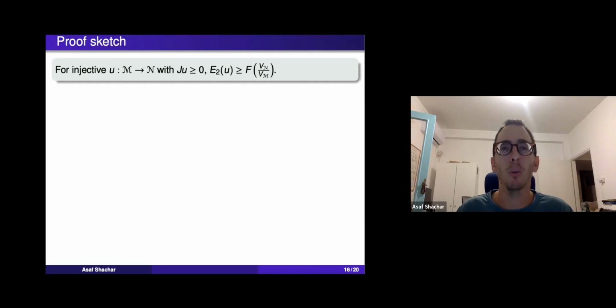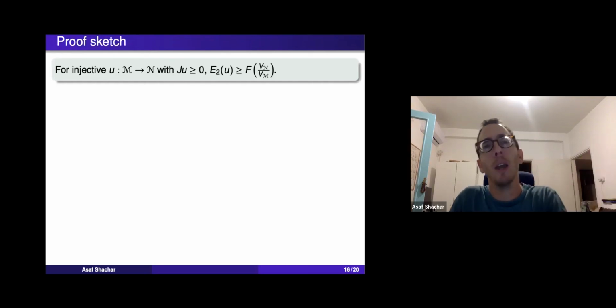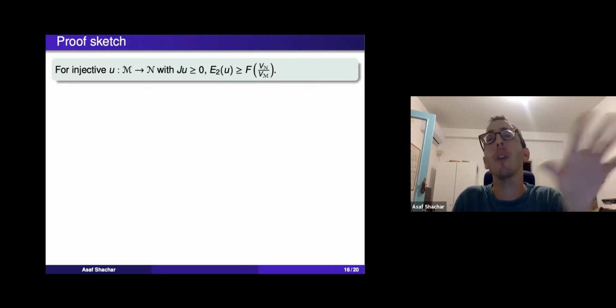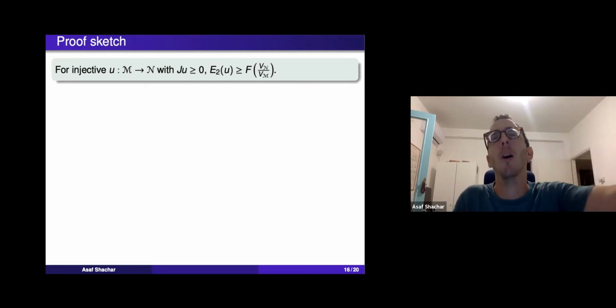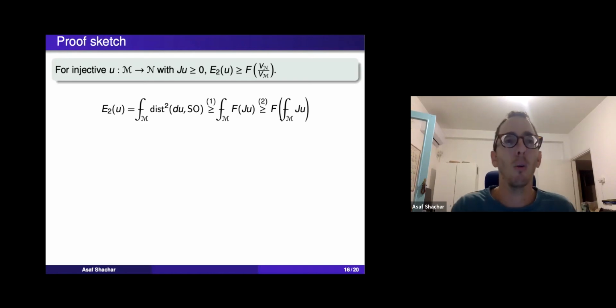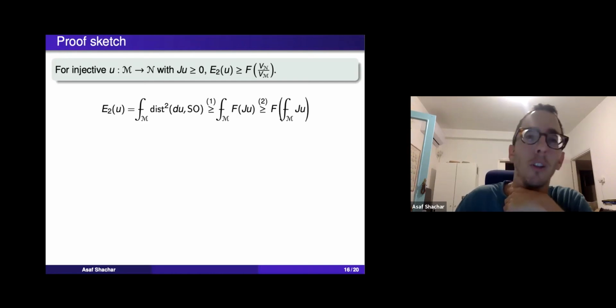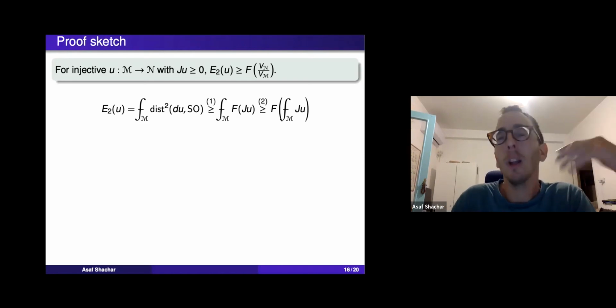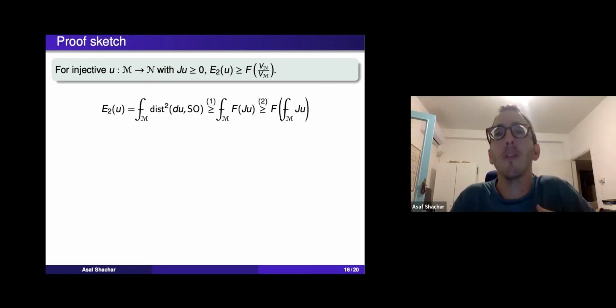And now I will continue with the sketch. So let's say that p equals 2 for simplicity. And again, we have an injective Lipschitz map from M to N, with non-negative Jacobian. We want to prove that the elastic energy, the integral of the squared distance from SO, is greater or equal than F evaluated at the ratio of areas. So the energy is just what I just said. And equality 1 is just by definition, that's how we defined F, right?